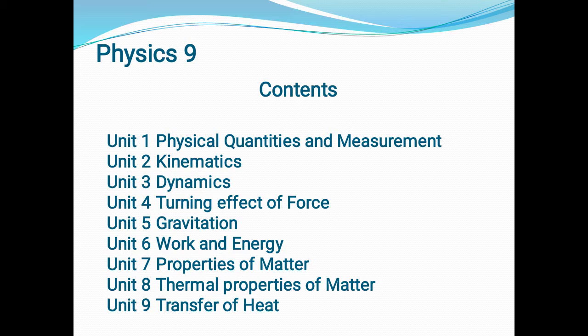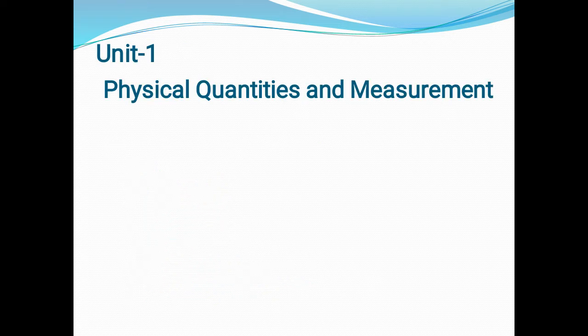For this current second term which is going on, we would only discuss the first 3 units. Unit number 1, physical quantities and measurement. Unit 2, kinematics. Unit 3, dynamics. So let's start with unit 1, named as physical quantities and measurement.